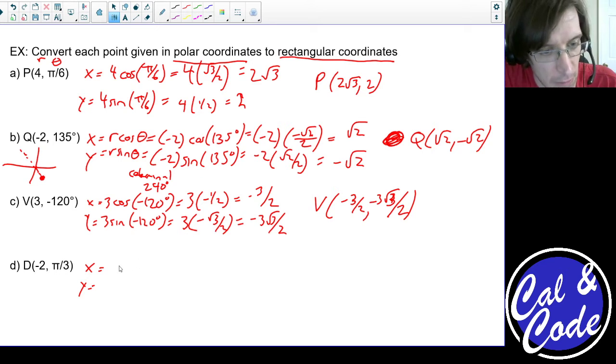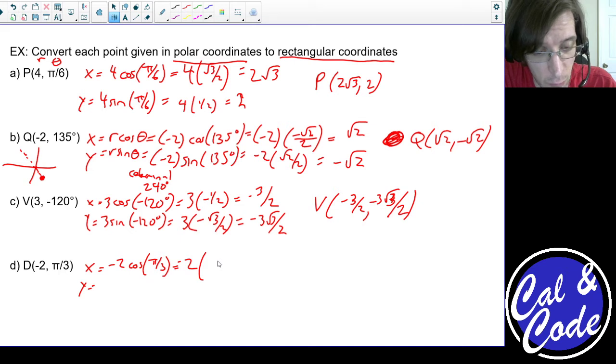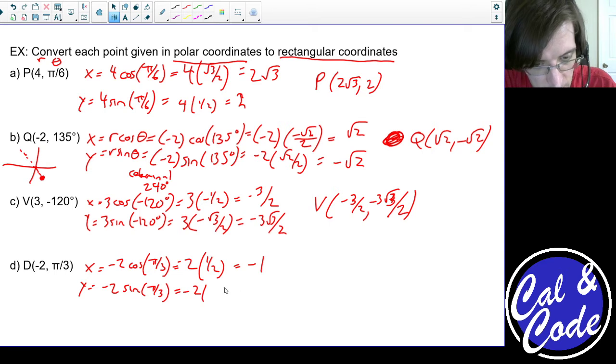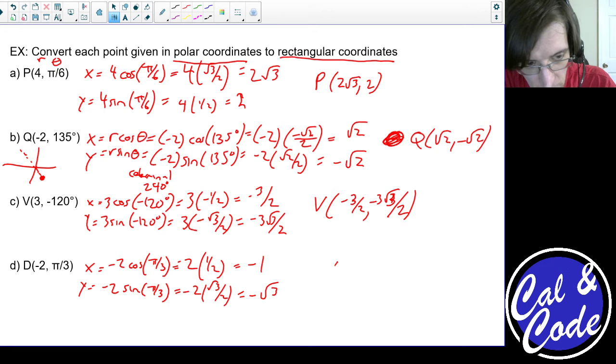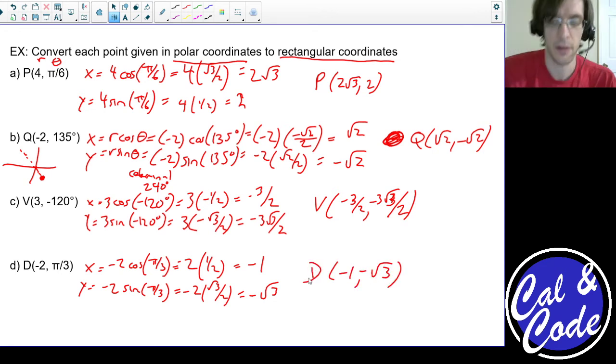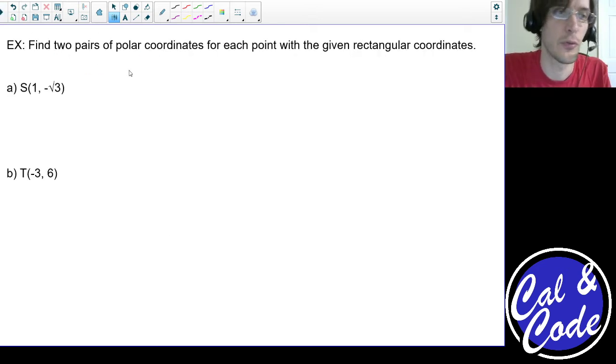Alright, so that's going to be negative 2 times the cosine of pi thirds. Cosine of pi thirds is 1/2, so negative 1. And y, negative 2 sine of pi thirds, which is negative 2 times root 3 over 2, or negative root 3. So we end up with negative 1, negative root 3 for D. Alright guys, that is the first set of problems converting from polar to rectangular.